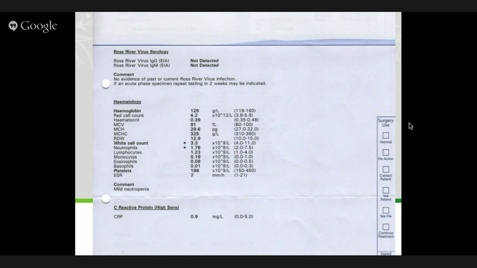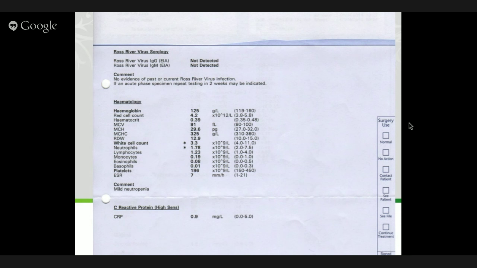So what we did was, again, we talked about viruses, and they checked Ross River. Of course, the thing about pathology is if you're only checking Ross River, then you're only checking Ross River. You're not checking Epstein-Barr, you're not checking glandular fever, you're not checking cytomegalovirus, and it could be one of those. So you have to go with what you've got.